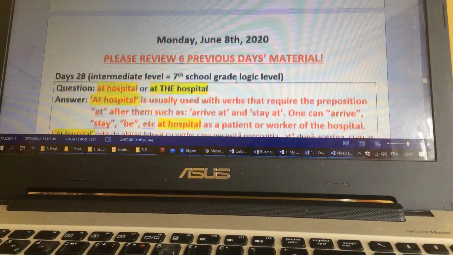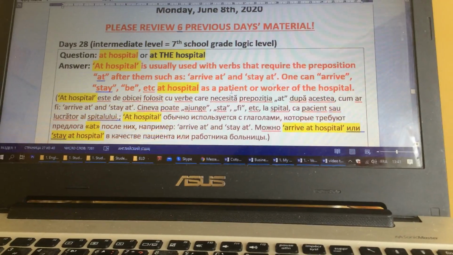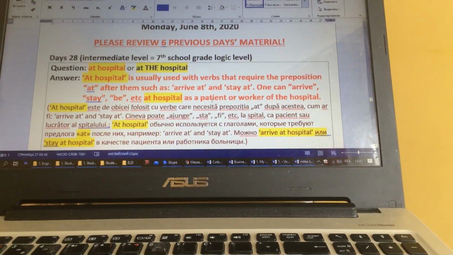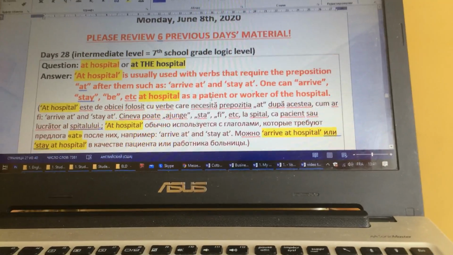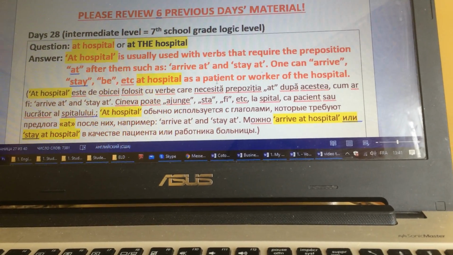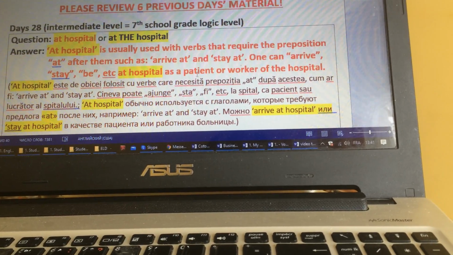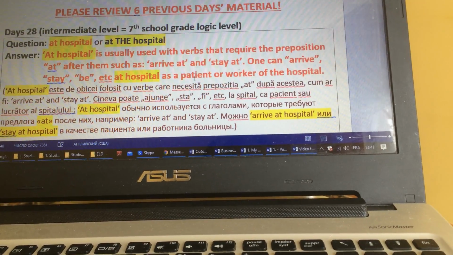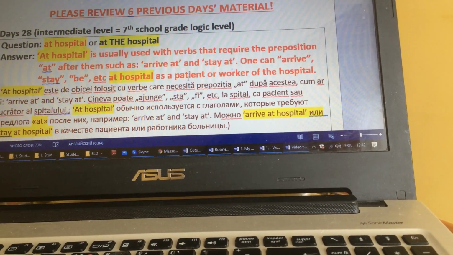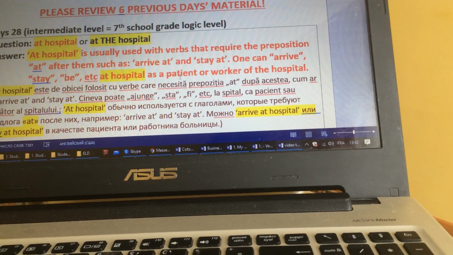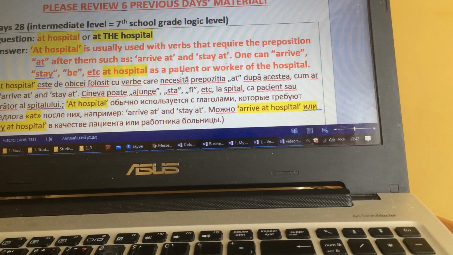And we're going to take day 28 as well. At hospital or at the hospital. At hospital is usually used with verbs that require the preposition at after them, such as arrive at and stay at. One can arrive, stay, be, etc. at hospital as a patient or worker of the hospital.